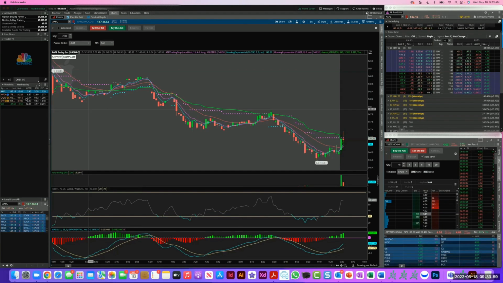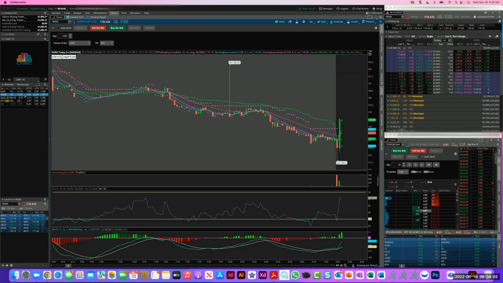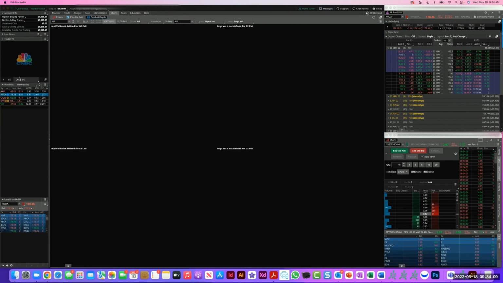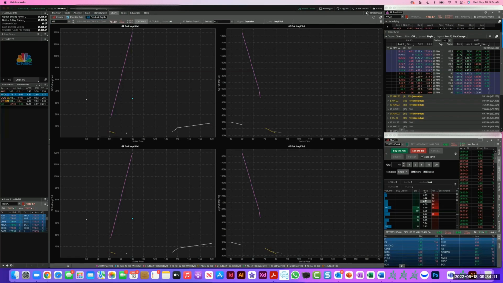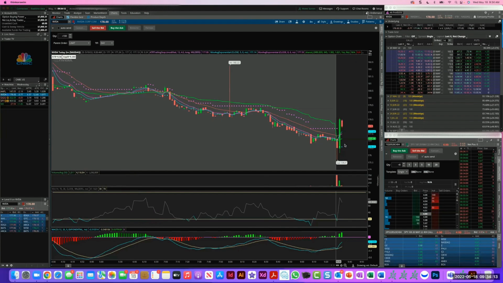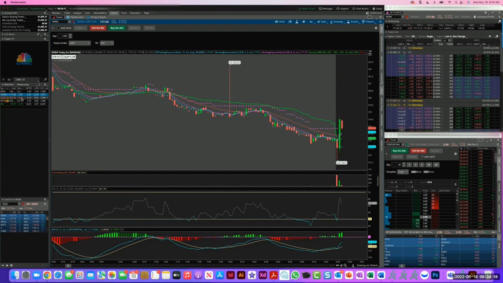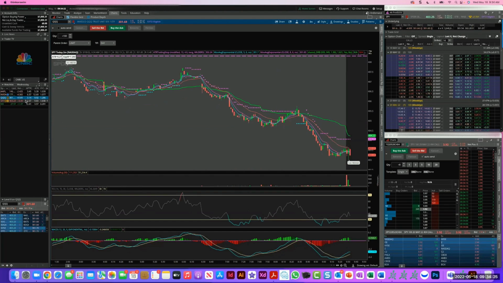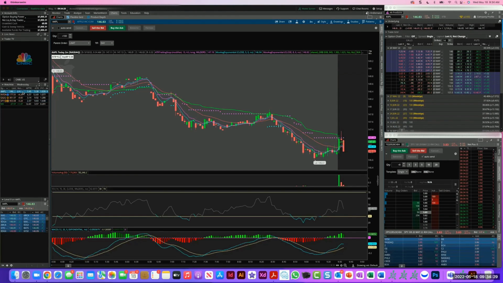All right, so we're getting a move on Apple. We're getting a move on NVIDIA, strong move off that bottom. Qs are running into some trouble, and I imagine so is SPY. All right, so the Apple move didn't last long at all.